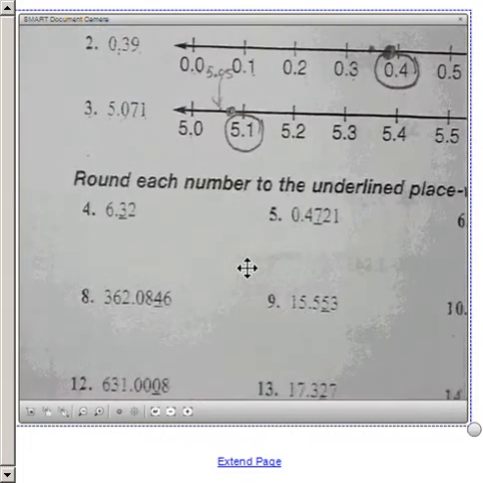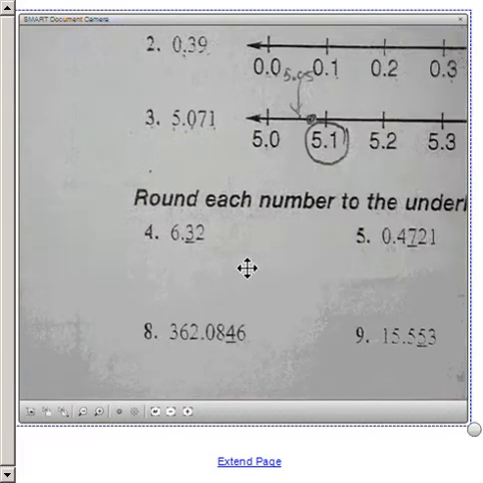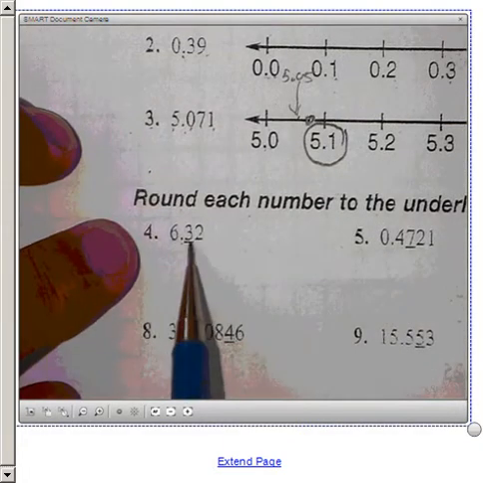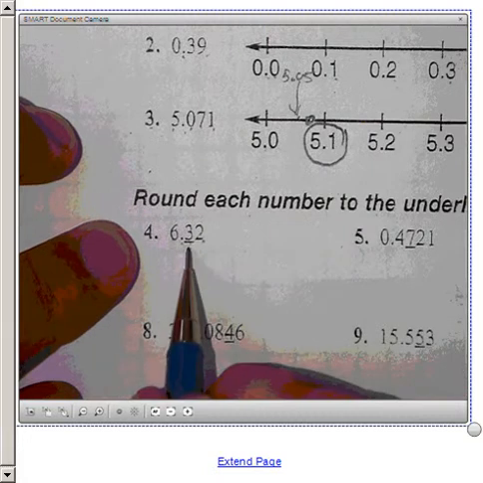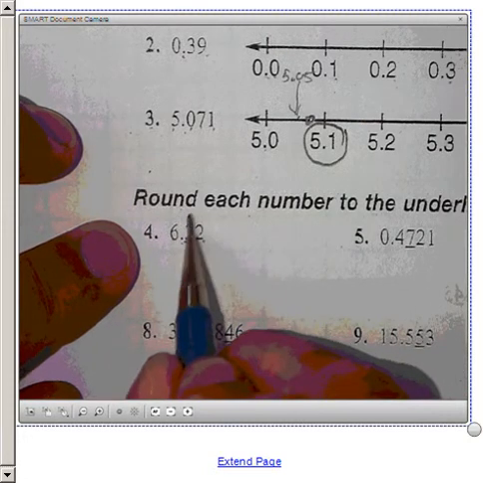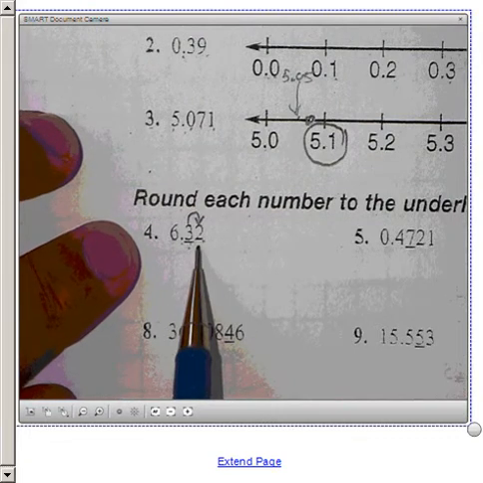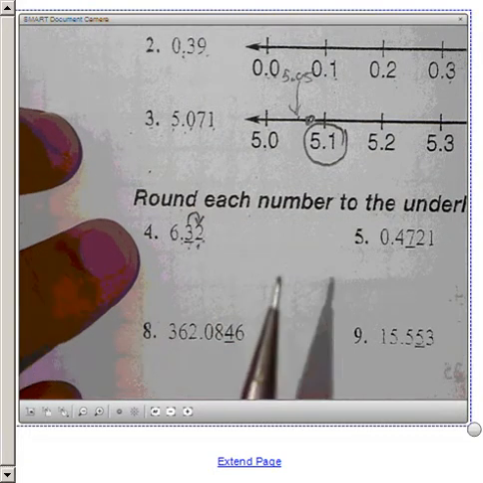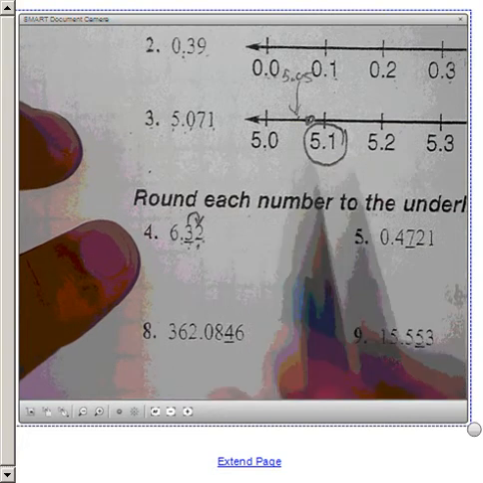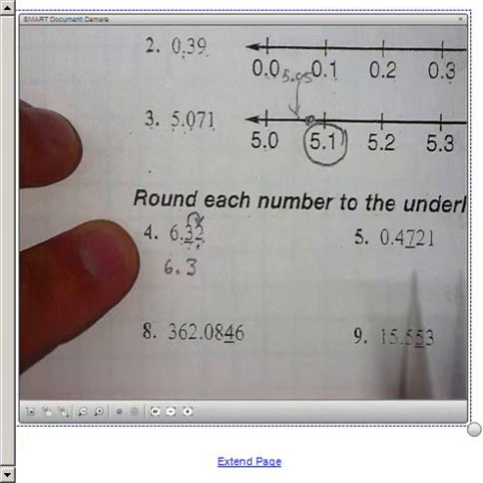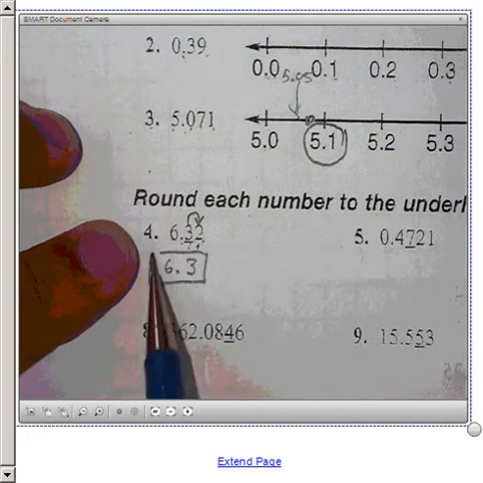Take a look at number 4. So in number 4, you've got 6.32. The underlying digit is the 3 right here. That's the tenths place. We're going to look one number to the right. Are we going to round it up or are we going to round it down? Justin? Down. We're going to round it down. So that 2 becomes a 0, which makes it 6.3. That's it.